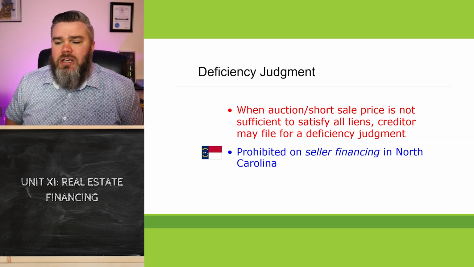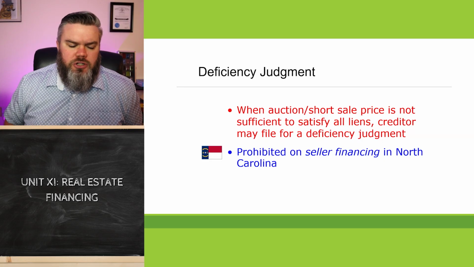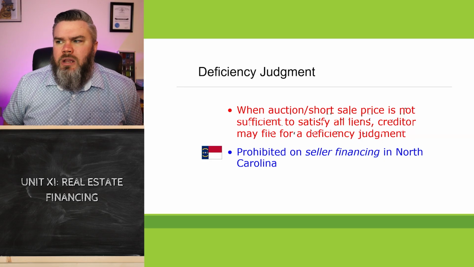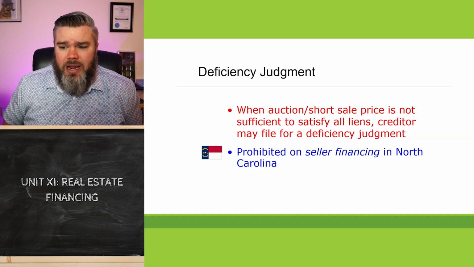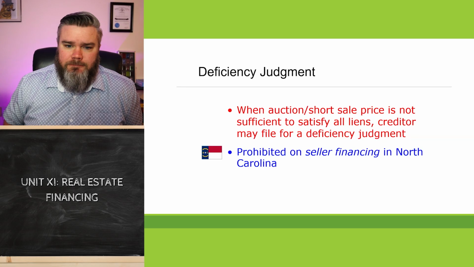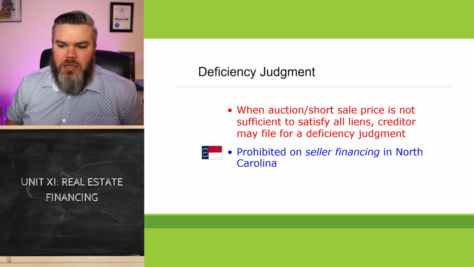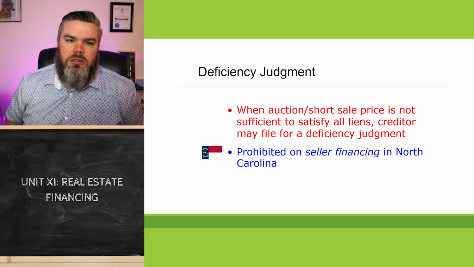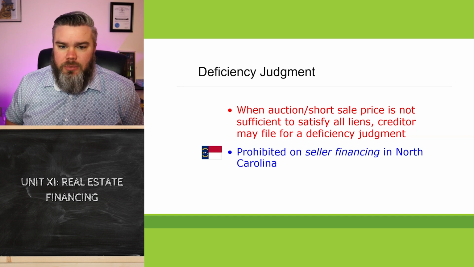Now, this last note says this is prohibited on seller financing. Well, we're going to talk about this in a little bit, called a purchase money mortgage. When the seller is acting as the bank, meaning they previously held legal title, they are not allowed to file a deficiency judgment like a bank would, because of the vested interest they had in the property. It's just a quirky law. So just in case you see that, deficiency judgments are prohibited on seller financing in North Carolina. That's really the big takeaway there.